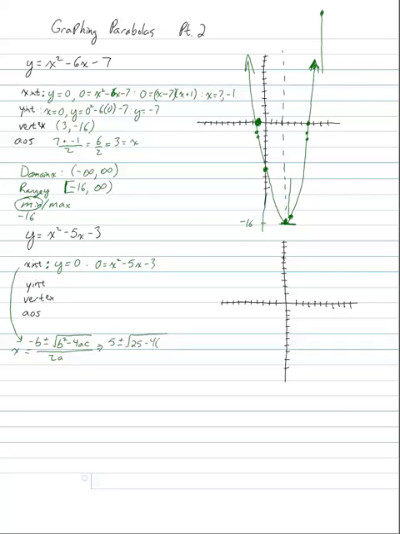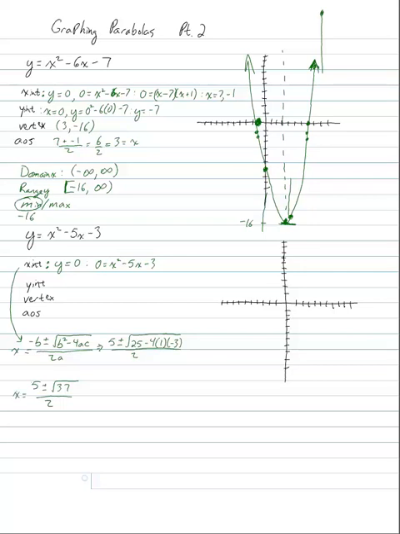Oh, I guess I could have done that in my head, but I already started writing it out, so I guess I'll write it out. Over 2 times 1 is 2. Continue figuring this out. 5 plus or minus the square root of 25 plus 12, which is 37, over 2. Okay, this is what x equals.